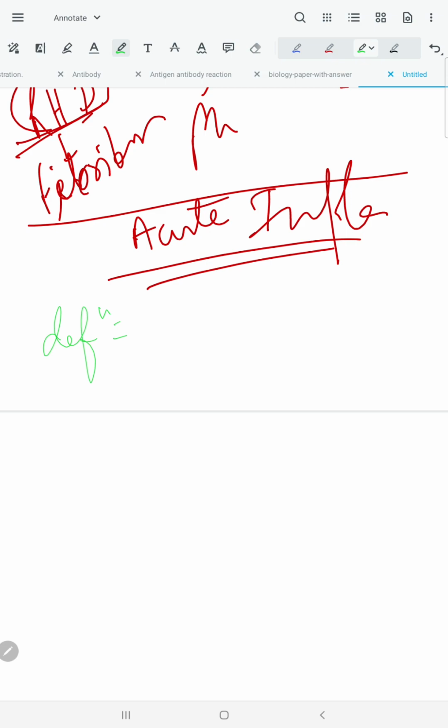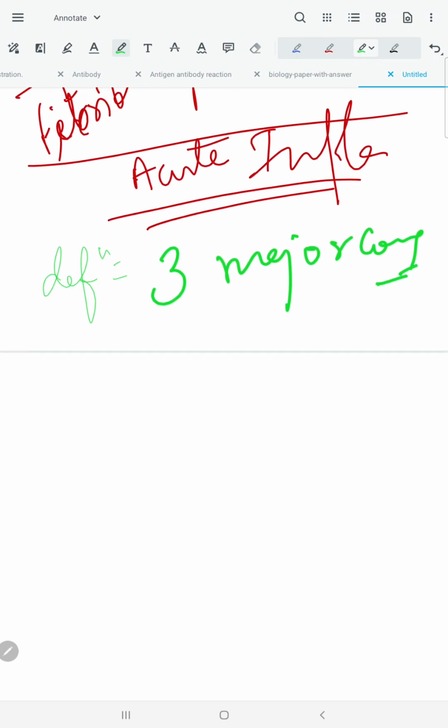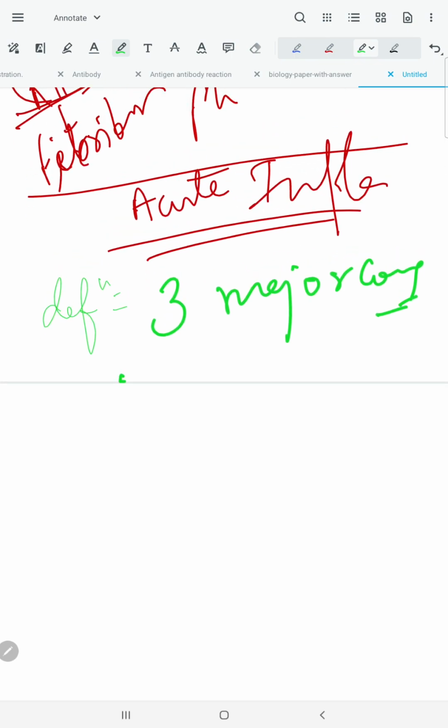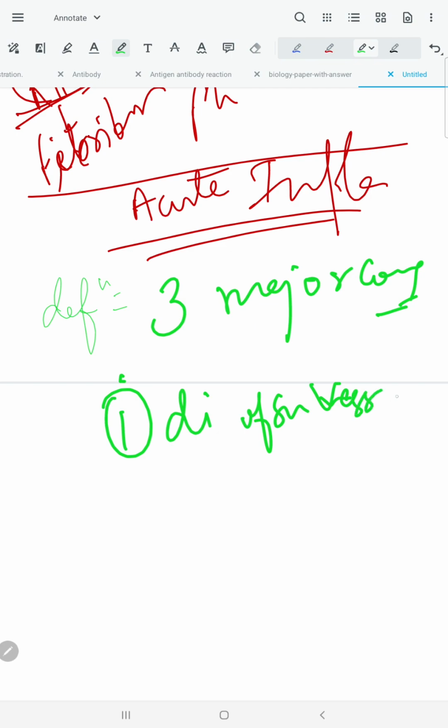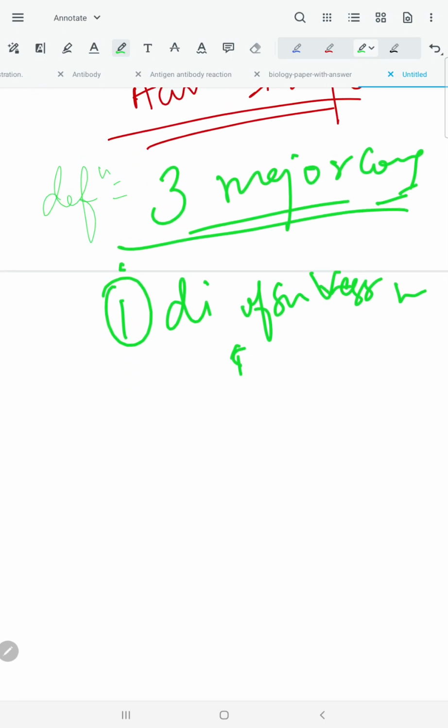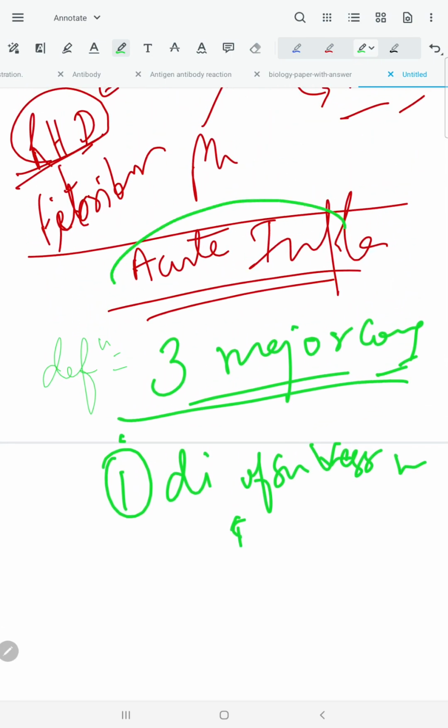Acute inflammation has three major components. What are the three major components of acute inflammation? The first is dilatation of a small vessel leading to increase in the blood flow. But before giving the definition, you must remember there are basically two types of changes seen in acute inflammation: vascular changes and cellular changes.